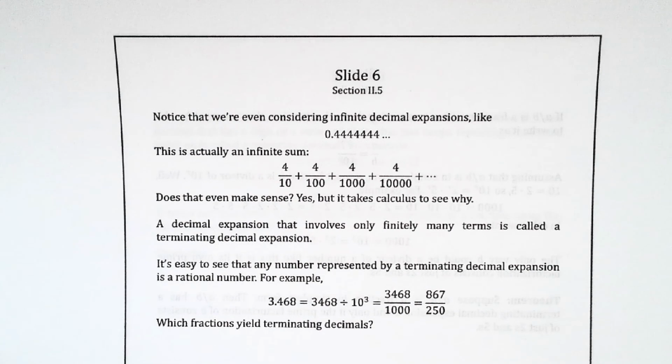So there's a partial answer to our question. But now I'd like to know which fractions have terminating decimals. Some do and some don't. Which ones do? How can I tell from looking at a fraction whether that decimal is going to terminate or continue on forever?